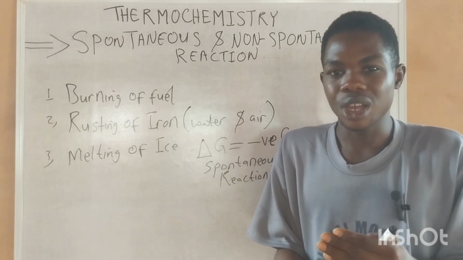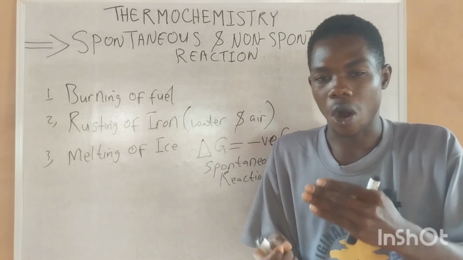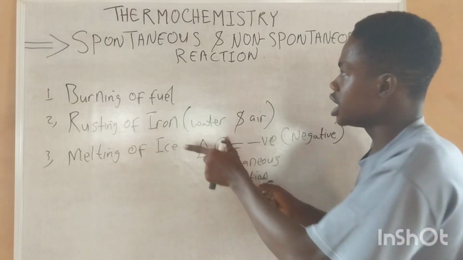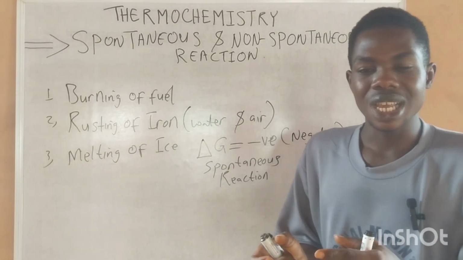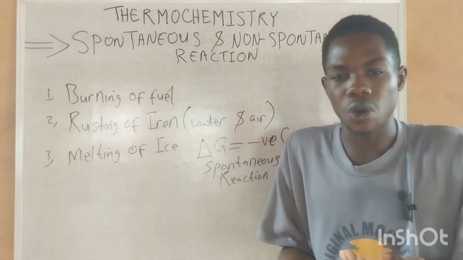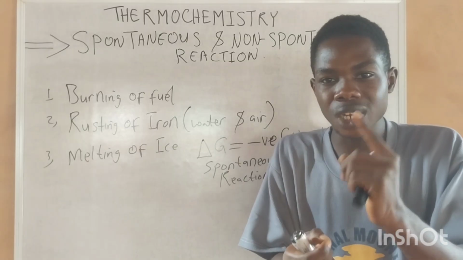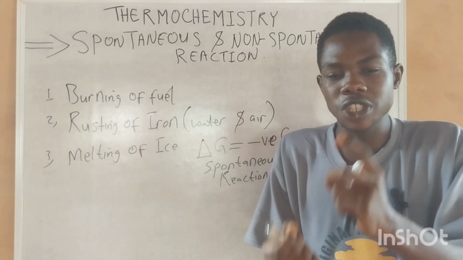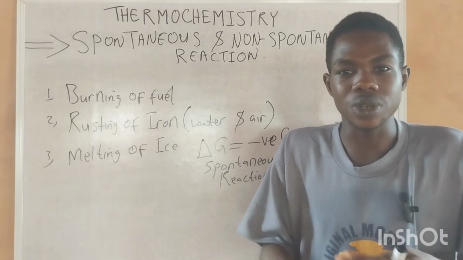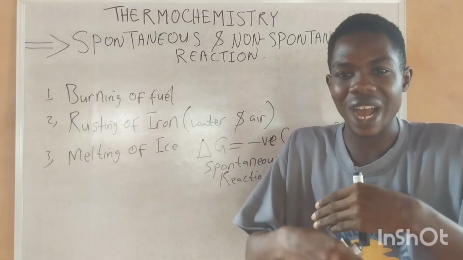During a given time. So please take note of this. Earlier on, when I was explaining the spontaneous reaction, I said that a spontaneous reaction is a type of reaction that occurs naturally on its own. But please also take note of this. Because a spontaneous reaction occurs naturally on its own does not mean that it occurs fast.